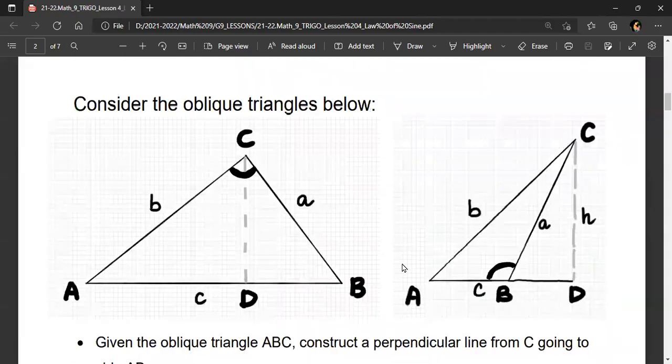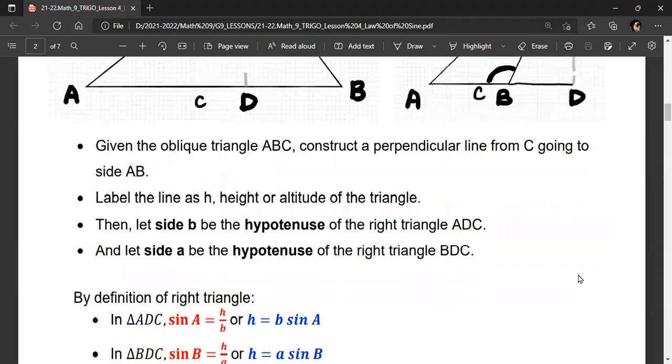Now, let's consider the oblique triangles below, ABC, where the dashed line is perpendicular to point D. The sides are also given opposite each angle, where capital letter A has the opposite side a, capital letter B has the opposite side b, and C has the opposite side c. The same goes with the other triangle, where it is also obtuse. Then we have triangle ADC as a right triangle. Given this triangle, we could come up with the sine law.